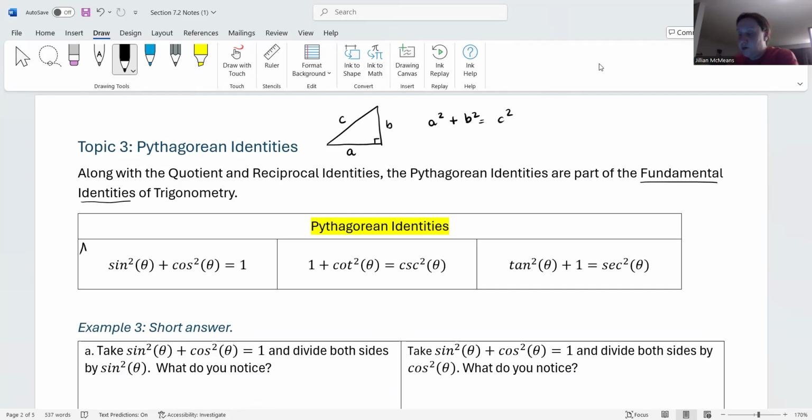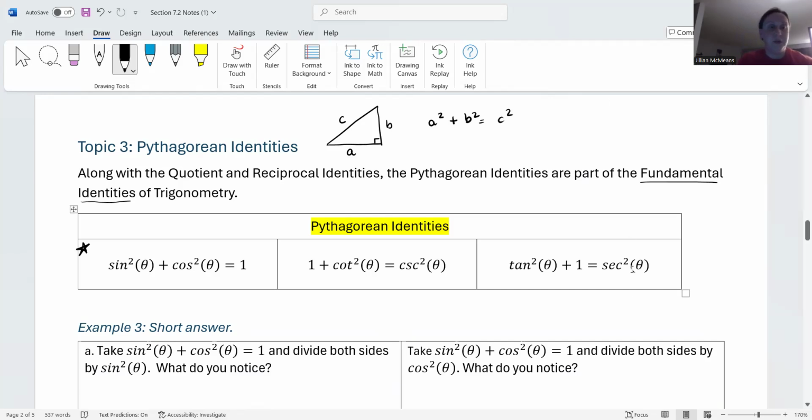So the first one that I really, really want you to memorize is sine squared of theta plus cosine squared of theta equals 1. Okay? Now we also have that 1 plus cotangent squared theta equals cosecant squared theta. And we also have tangent squared theta plus 1 equals secant squared theta. Okay? Now, it's helpful if you memorize all three of these, but if you can memorize the first one and understand how to manipulate it, you can derive the other two. So let's go ahead and do that now.